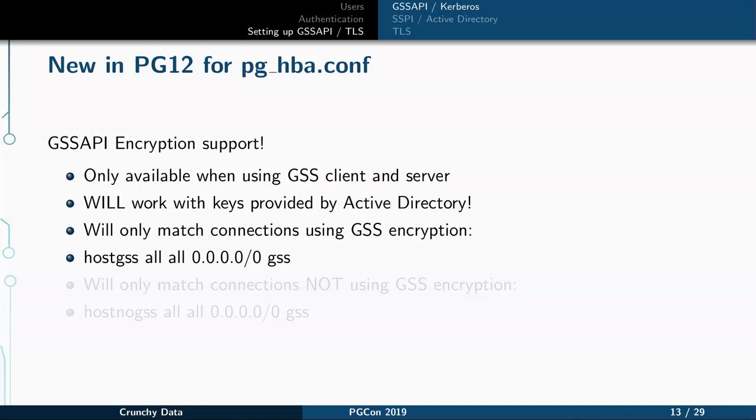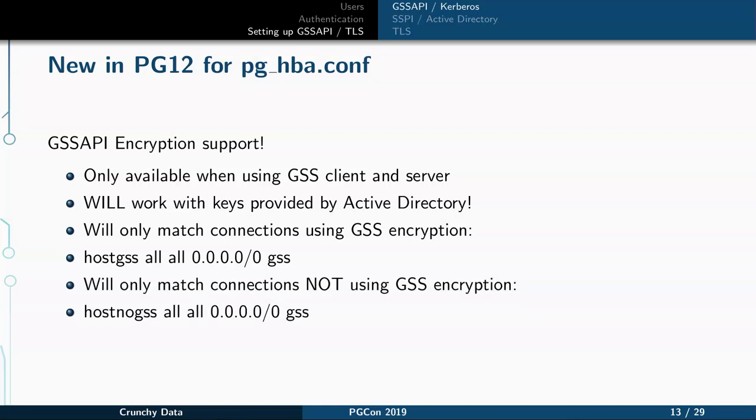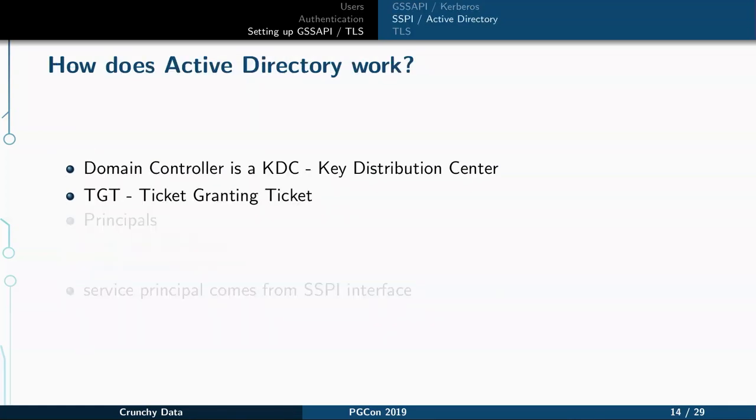So if you want to match only connections that have GSS encryption when they connect, you'd have hostgss. This is a new option that's been put into Postgres. And if you want to match only connections which are not using GSS encryption, there's hostnogss too. And I just realized that I didn't update this slide after I was told that was too confusing. It's actually hostgssenc and hostnogssenc. I'll update that before I upload the slides. All right, so how does Active Directory work?